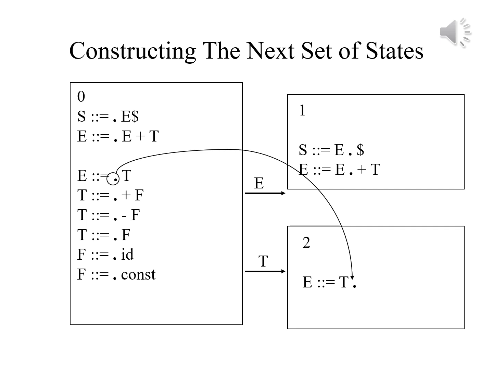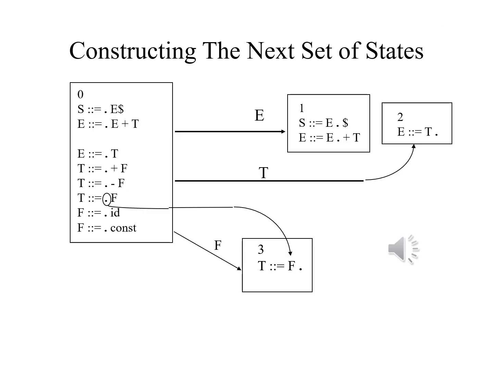Next, let's take a look at the states to which we transition based on T. There is only one item where the dot is immediately followed by the T. We now move the dot after the T, and we have in state 2 the only item, E derives T dot.